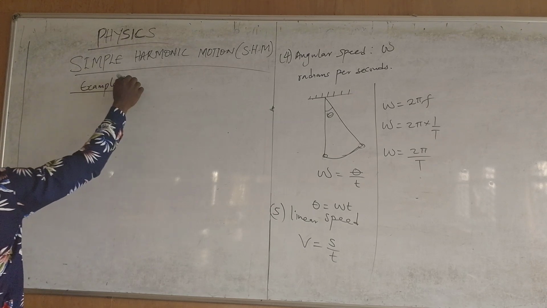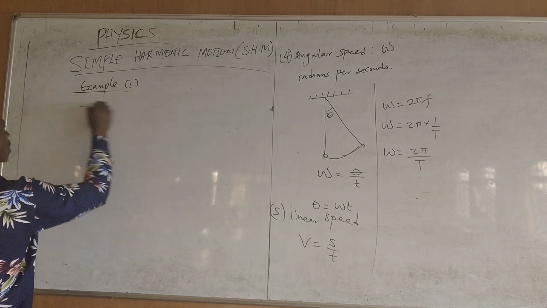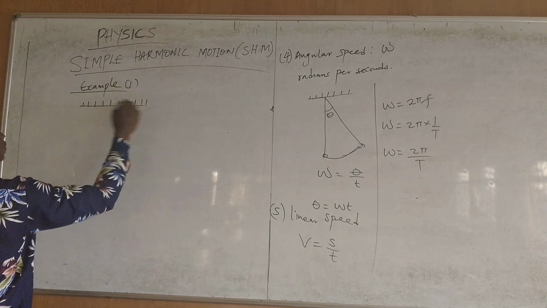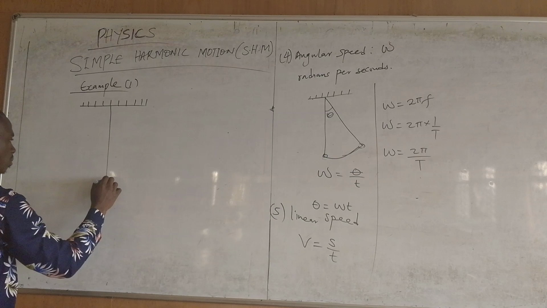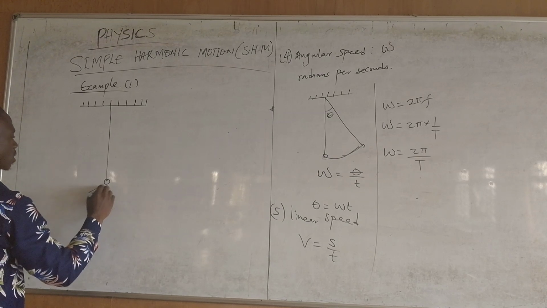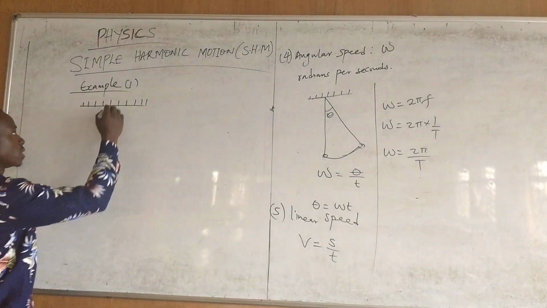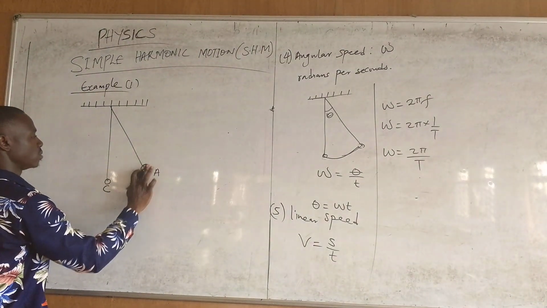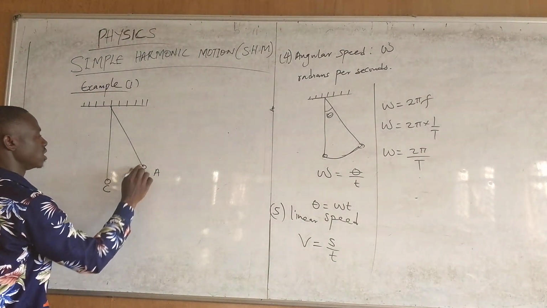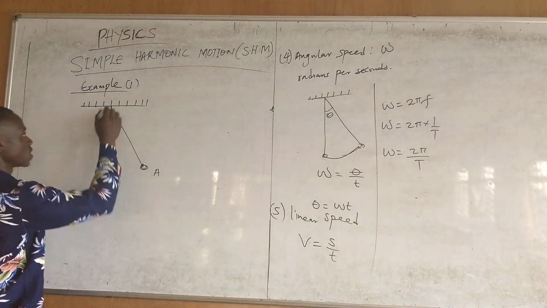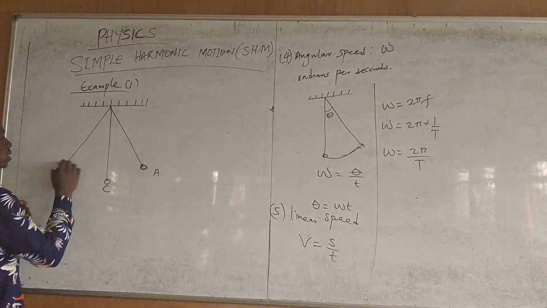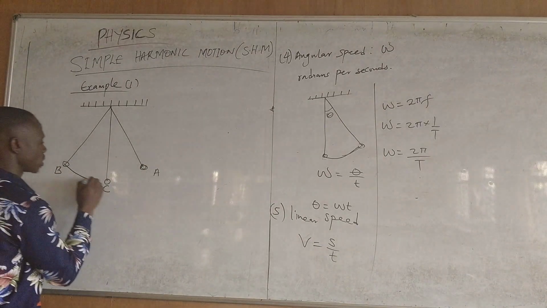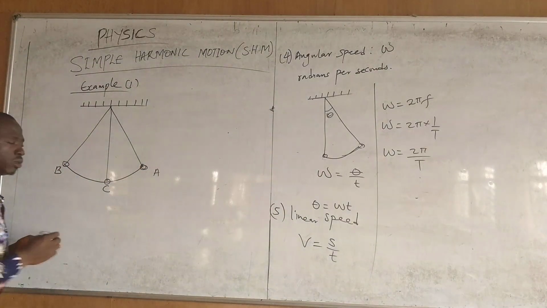Example number 1 now. Looking at this diagram, so let's brainstorm together. You have a bulb here at equilibrium position and it's being displaced to point A, then released and allowed to oscillate. So it moves about C and then comes to B. So this is the path of the bulb.